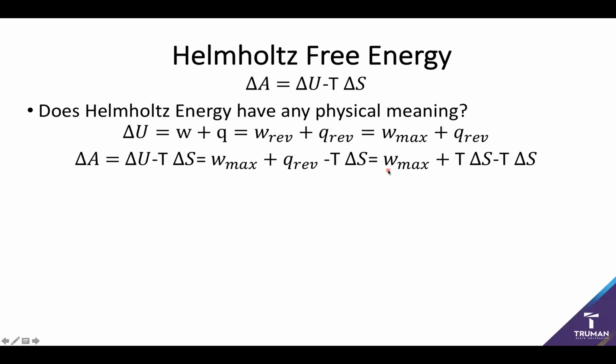and what we end up having is our Helmholtz free energy is equal to the maximum amount of work the system can accomplish plus T delta S minus T delta S. So it turns out the change in Helmholtz free energy is again going to be a shorthand notation for the maximum amount of work a system can accomplish.